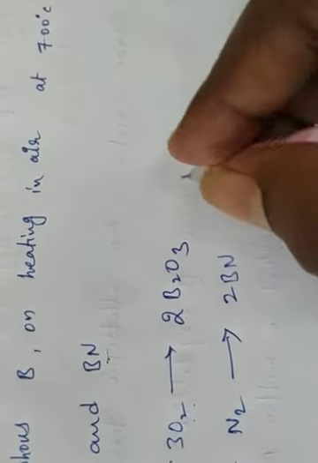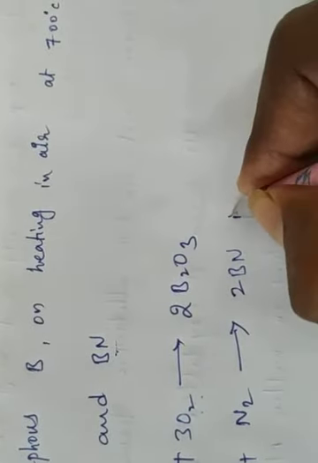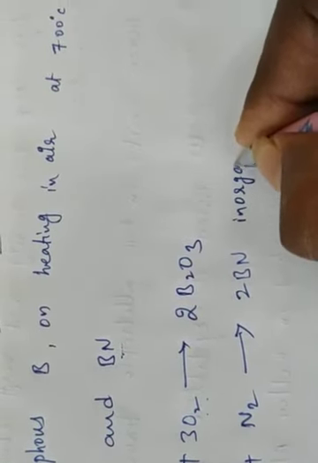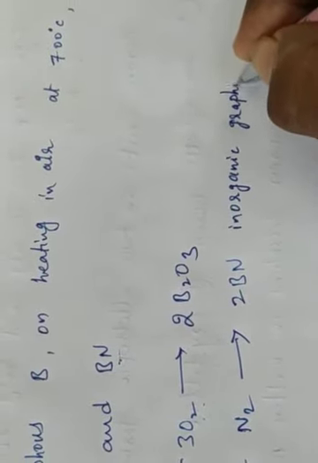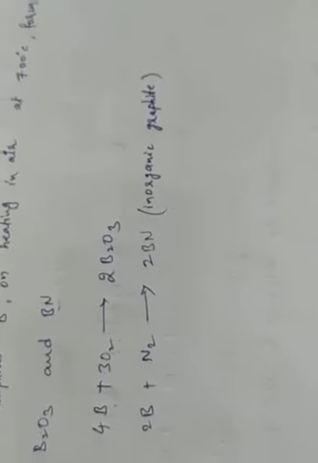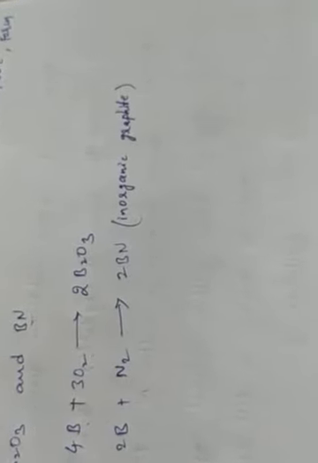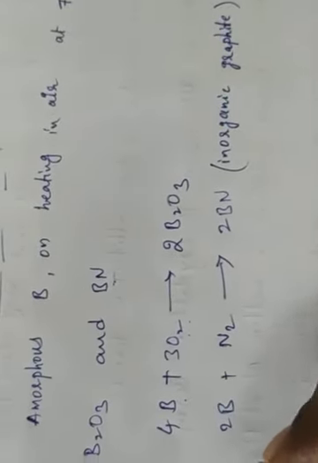Boron nitride is an inorganic graphite. It is important. Which one can we call the inorganic graphite? Boron nitride, BN, we can call the inorganic graphite. This is the reaction with air.